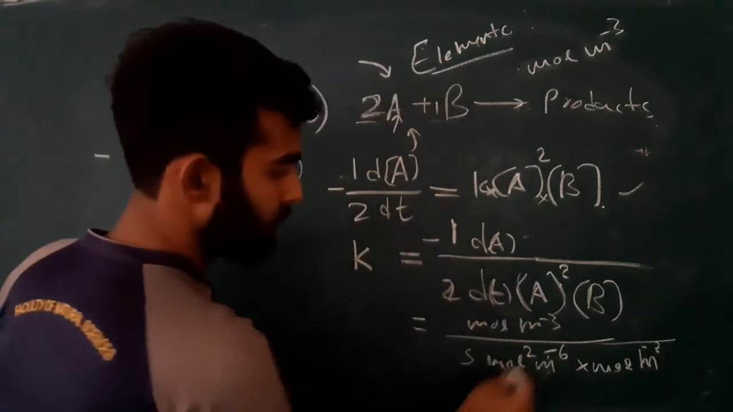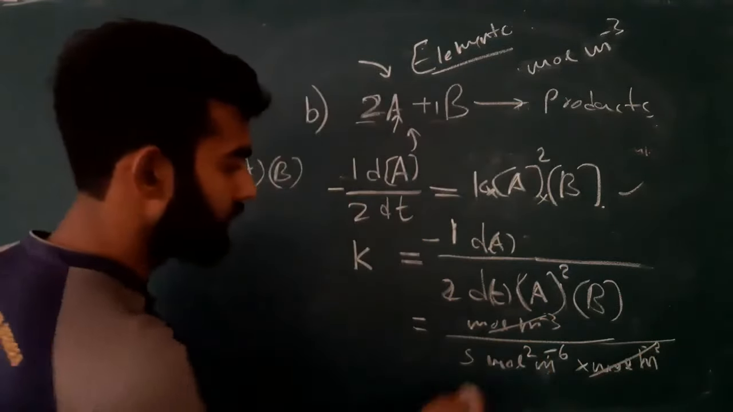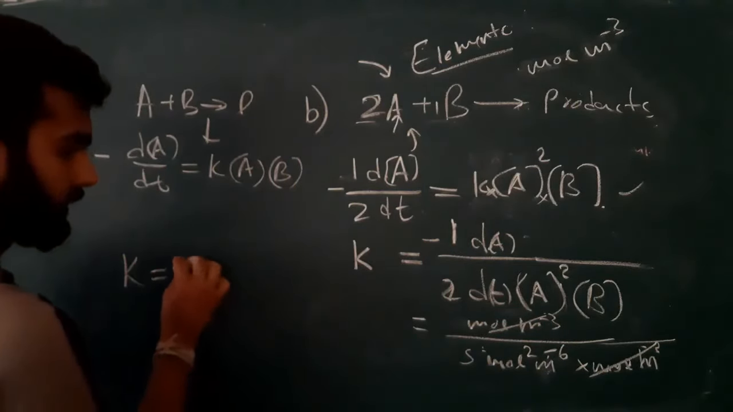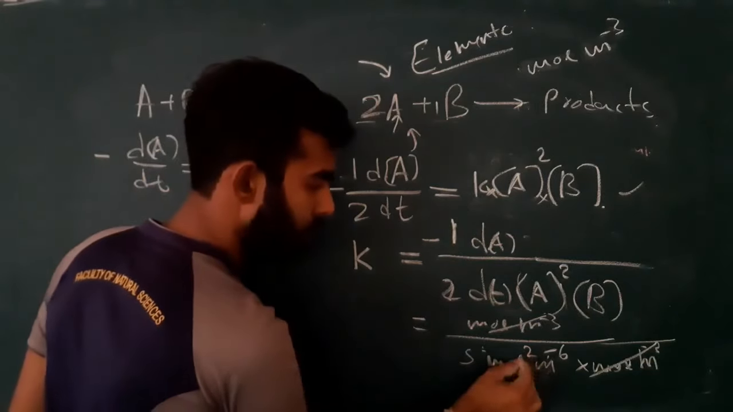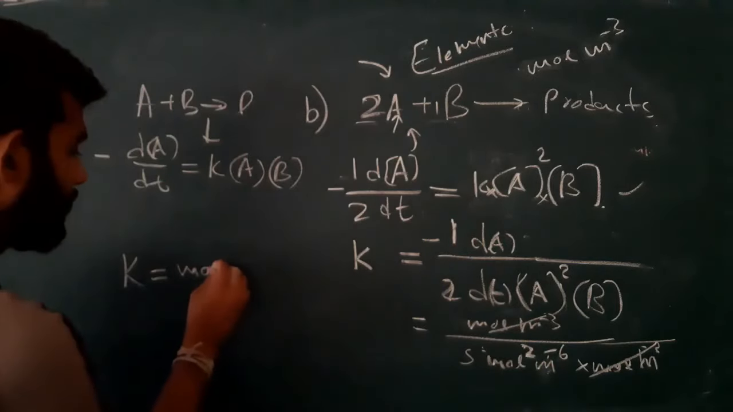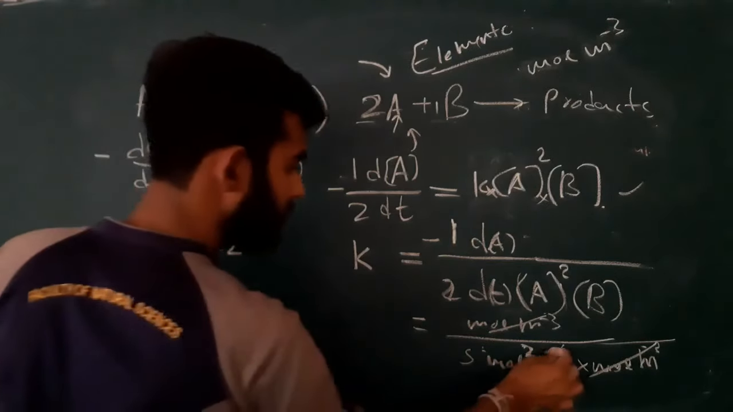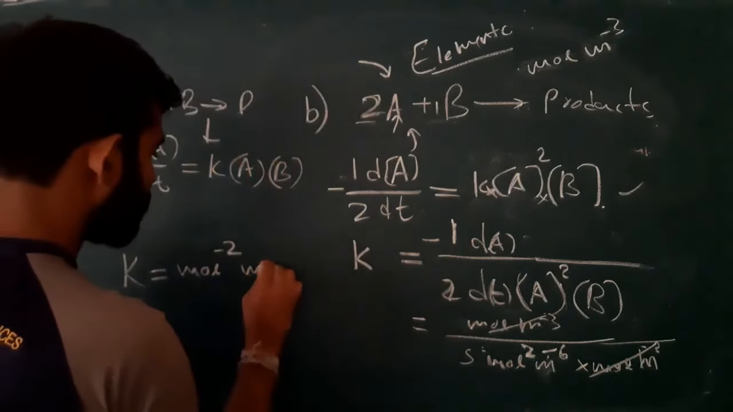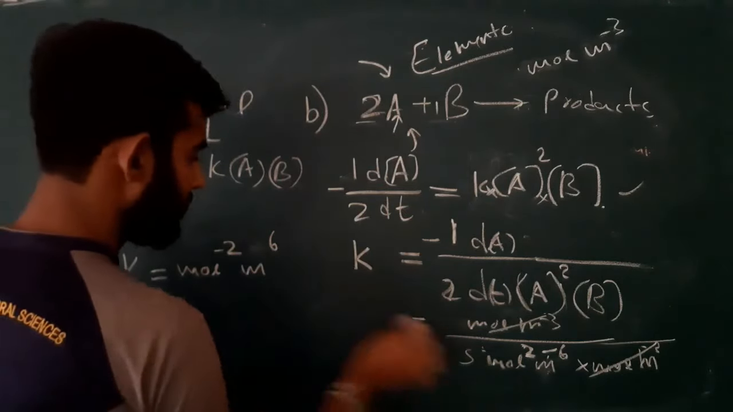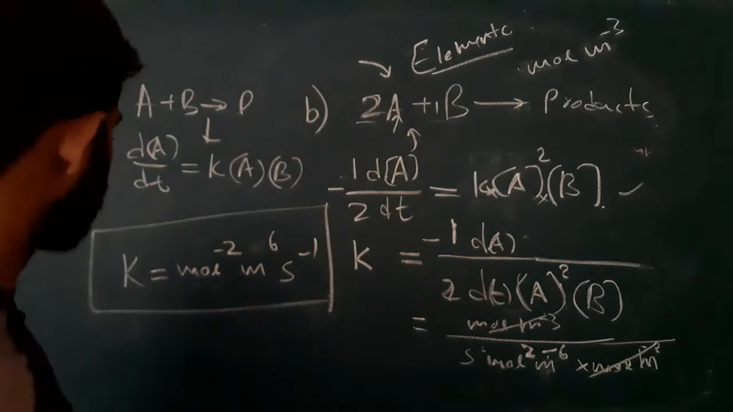So the mole per cubic meter term will cancel out for this, and this part will go up. So the units of K will be mole to the power plus 2, and when it goes up it will be negative, and this negative 6 will become positive 6, and this second will be per second. This is the units of K.